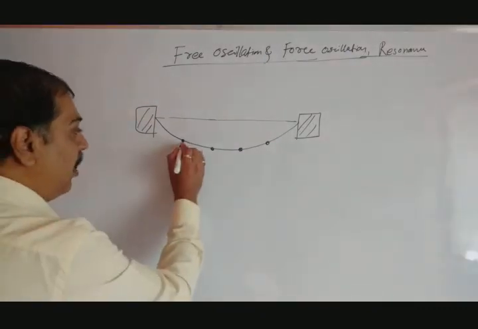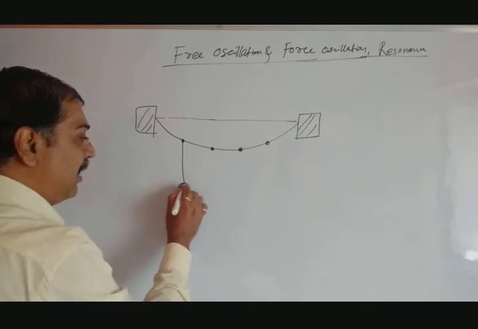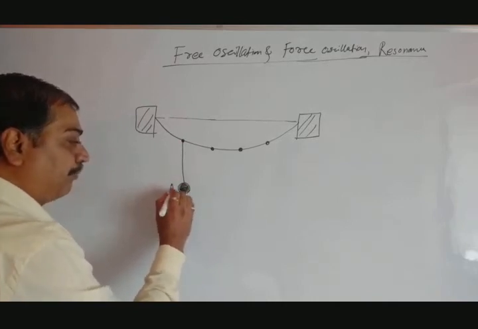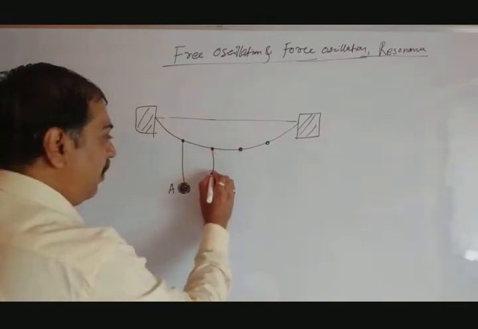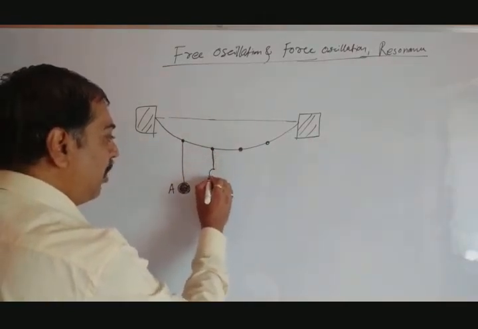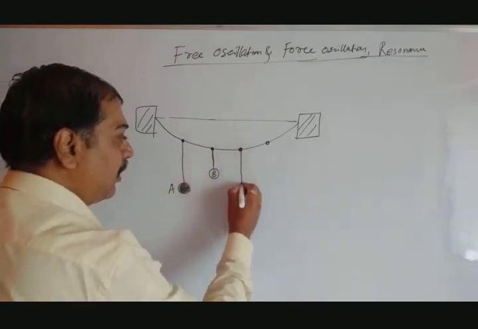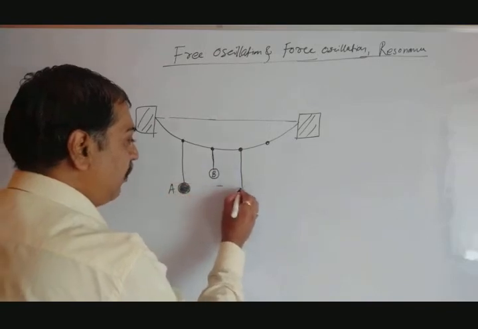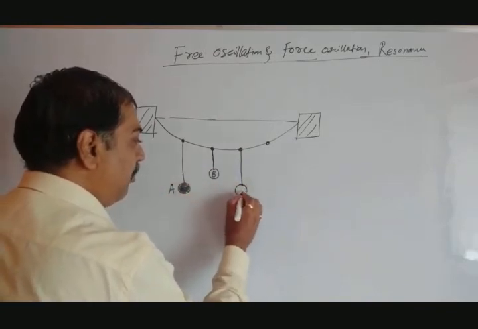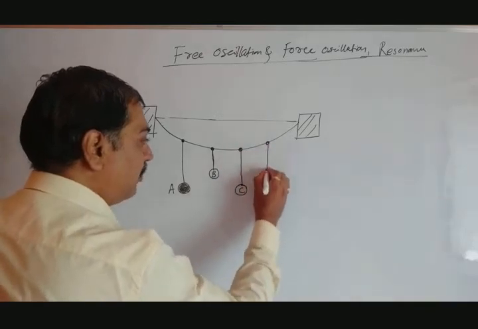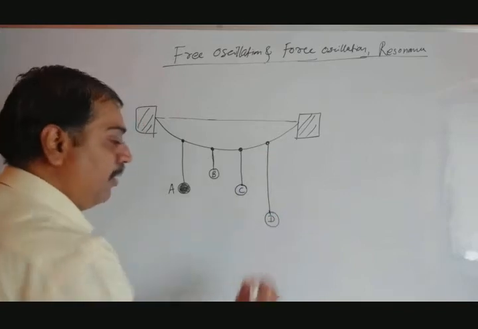Now the first pendulum is attached here, and I will represent it by dark. It is pendulum A. Here is the second pendulum, and that is pendulum B. Here is a third pendulum exactly equal to the first one, A, and this is said to be pendulum C. Here is the last pendulum, which is longer than all, and that is said to be pendulum D.